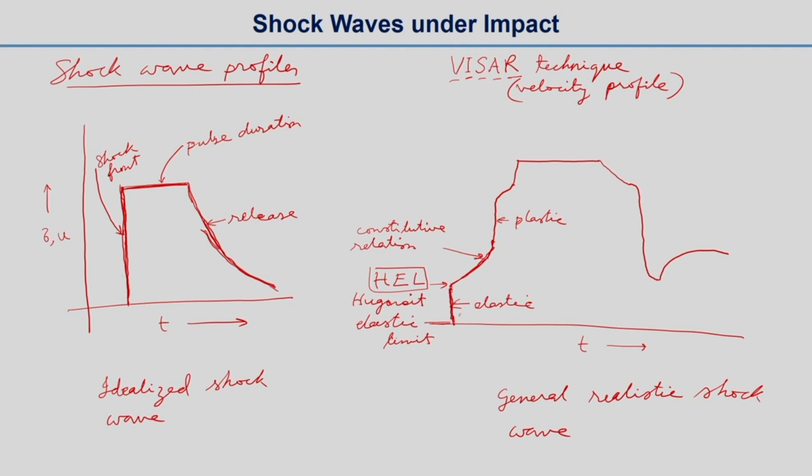And then this can happen due to phase transformations, as we will discuss later. Due to the high energy of the shock, the material can change phases, I mean phase transformation can happen, and then the pulse duration plays a role. That is called the Hugoniot state.